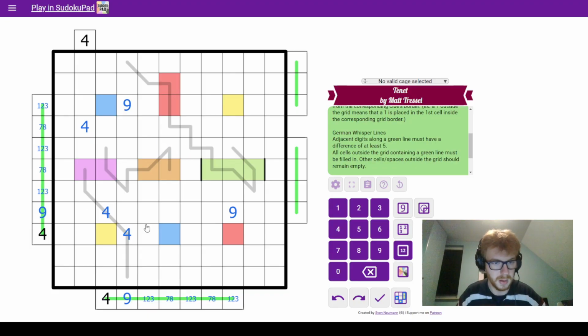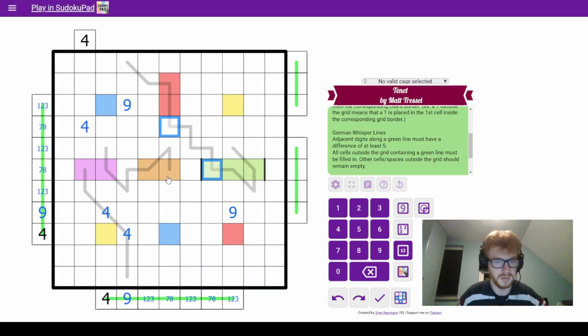Okay. But what I was thinking here is this cannot be a 4 or a 9. But that's very minor. I think this 7 and 8 is somewhat significant. Because, like I said, it would make either that a 7 and that a 7, or it would make that an 8 and that an 8. Okay. All cells must be filled in.